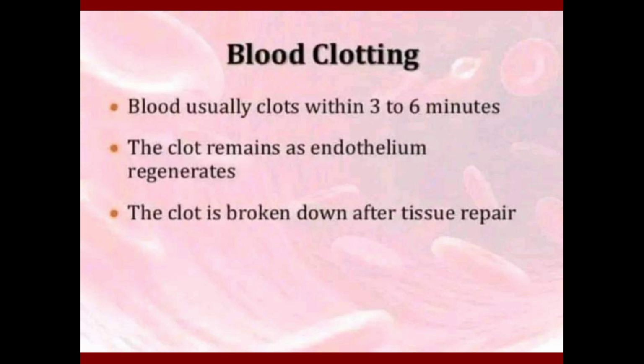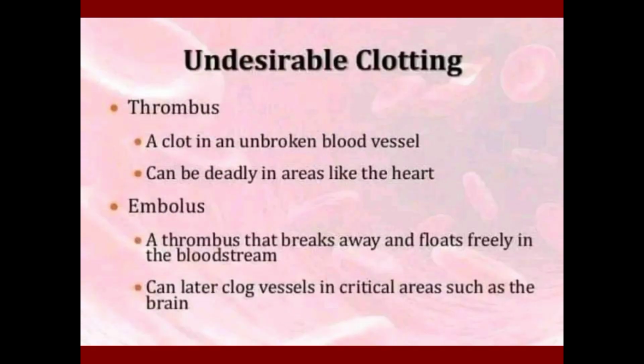What is blood clotting? Blood usually clots within 3 to 6 minutes. The clot remains as the endothelium regenerates, and it is broken down after tissue repair. Undesirable clotting is of two types: thrombus and embolus. A thrombus, a blood clot in an unbroken blood vessel, can be deadly in areas like the heart. An embolus is a thrombus that breaks away and floats freely in the bloodstream. It can later clog vessels in critical areas such as the brain.